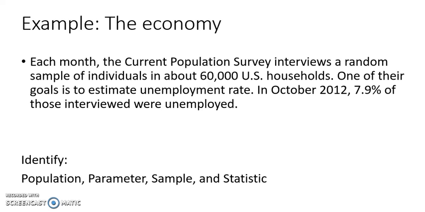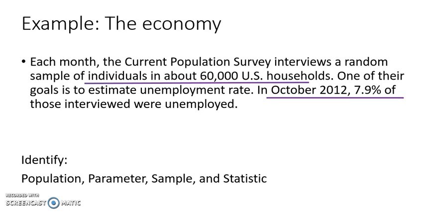So let's take a minute and identify our sample and statistic first, because it states them outright in the problem. It says the current population survey interviews a random sample, so here we are getting our sample, of individuals in about 60,000 U.S. households. So we have individuals from 60,000 U.S. households. Now, let's figure out our statistic. It says in October 2012, 7.9% of those interviewed were unemployed. That number 7.9% comes directly from our sample, and that's why it's a statistic.